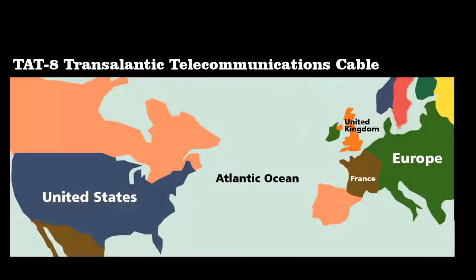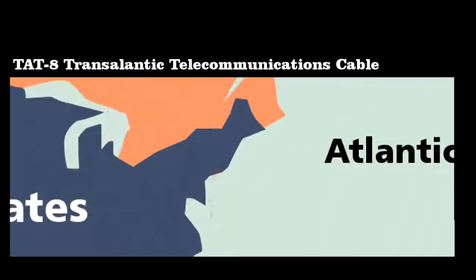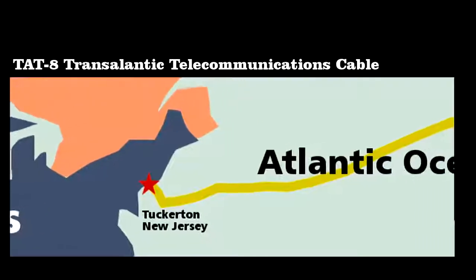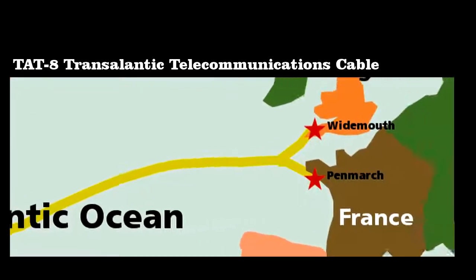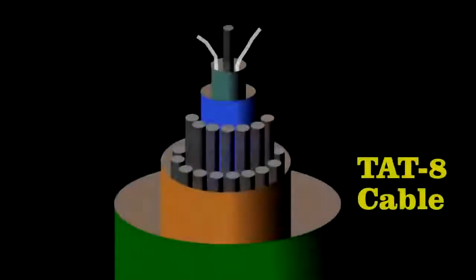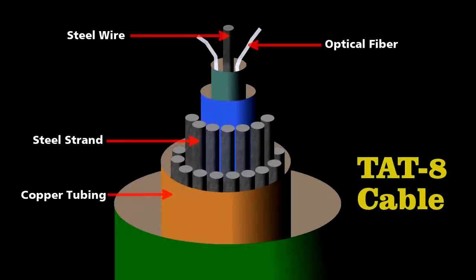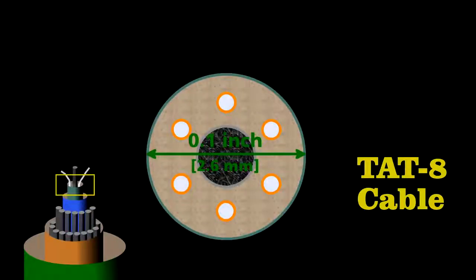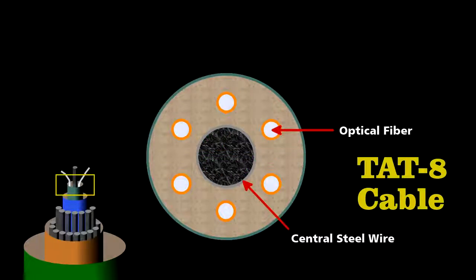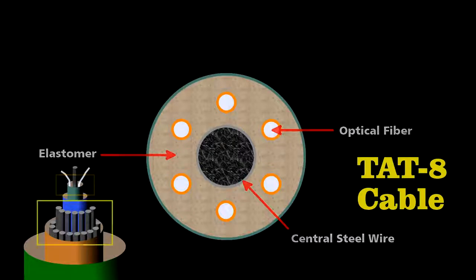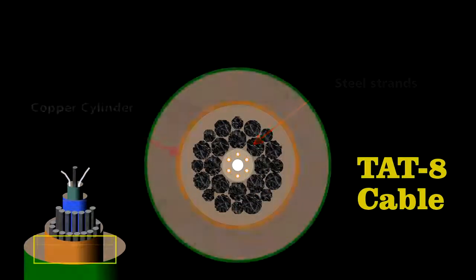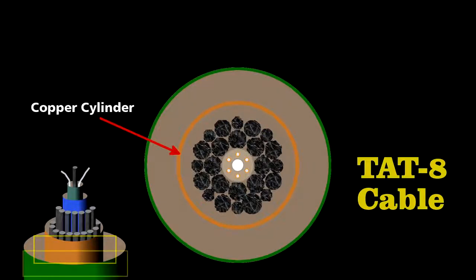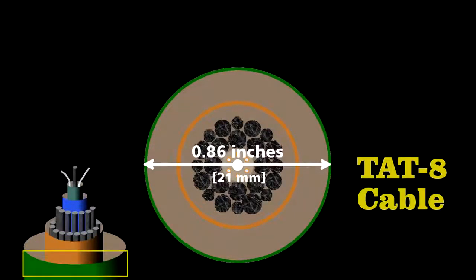One of the greatest engineering achievements was the first ocean-spanning fiber optic cable. Called TAT-8, it extended from Tuckerton, New Jersey, following the ocean floor over 3,500 miles until branching out to Whitmouth, England, and Ponmarsh, France. Engineers designed the cable carefully to survive on the ocean floor. At its center lies the core. Less than 1/10 of an inch in diameter, it contains 6 optical fibers wrapped around a central steel wire. They embedded this in an elastomer to cushion the fibers, surrounded it with steel strands, and then sealed it inside a copper cylinder to protect it from water. The final cable was less than 1 inch in diameter, yet it could handle some 40,000 simultaneous phone calls.